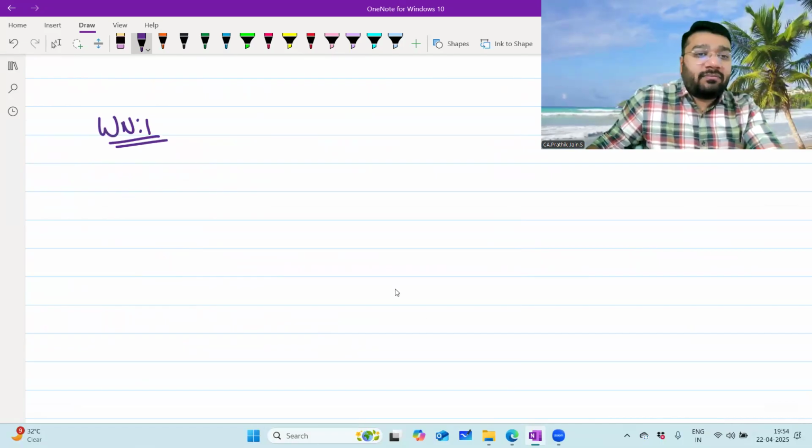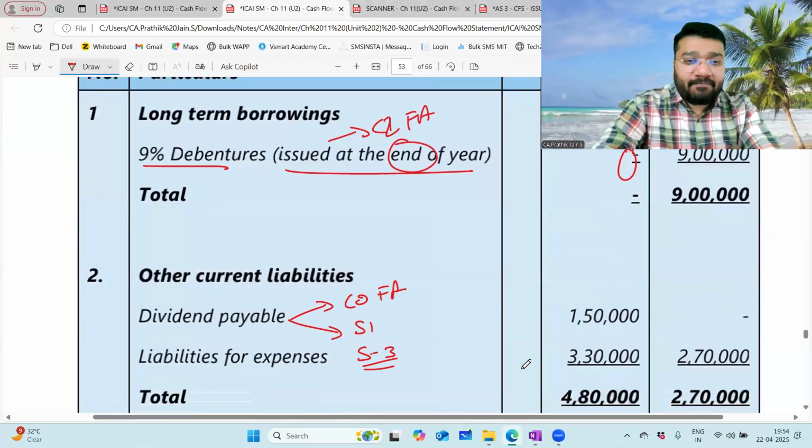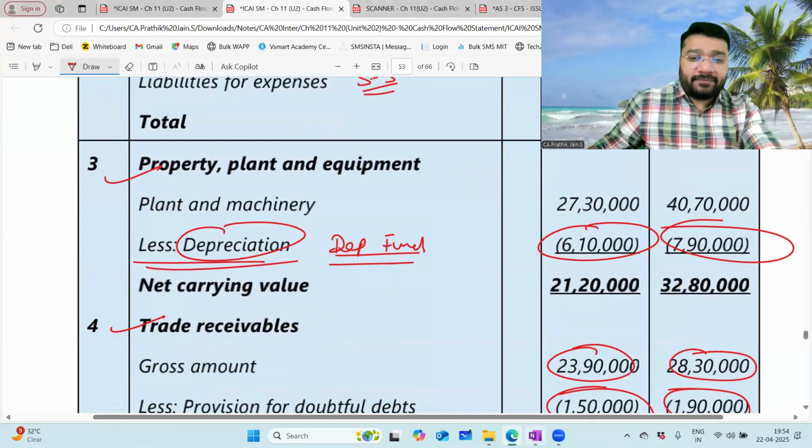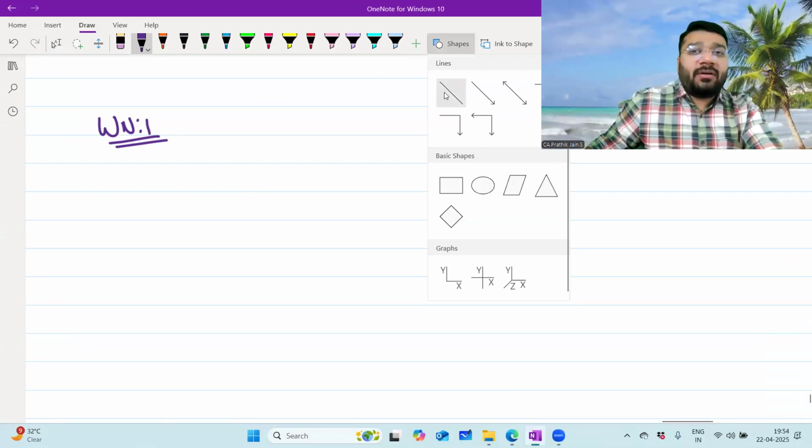Working note 1. Without this, I cannot go forward. Let's finish off one by one. Let's talk about plant and machinery first. So one ledger for plant and machinery, another ledger for provision for trade receivable.